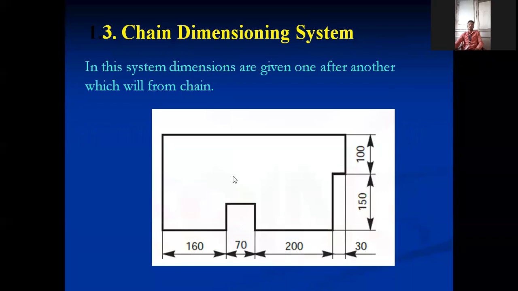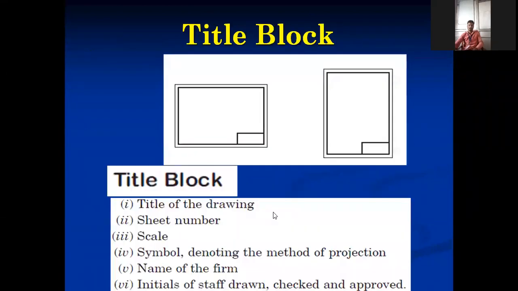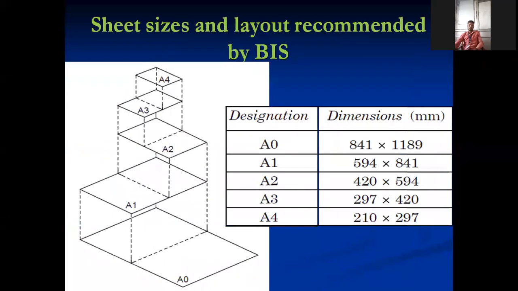Thereafter, we have seen what is meant by importance, and what is meant by BIS, Bureau of Indian Standard, that we have discussed. In standardization, interchangeability, then title block. We have discussed things related to title block. So what is the necessity of title block while giving dimensions or any observation?